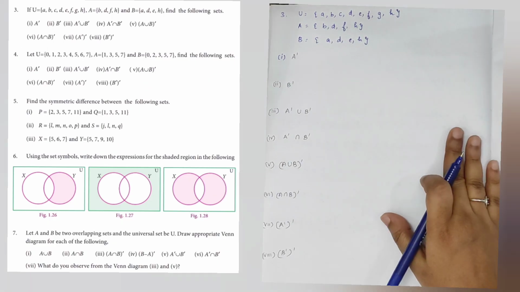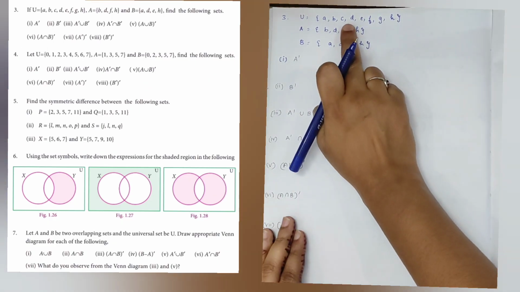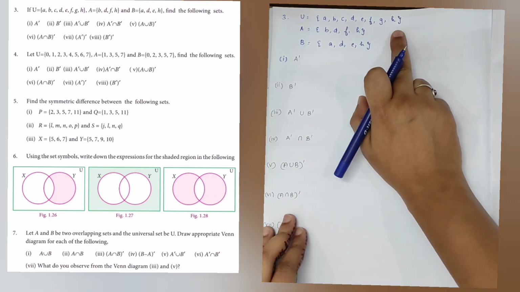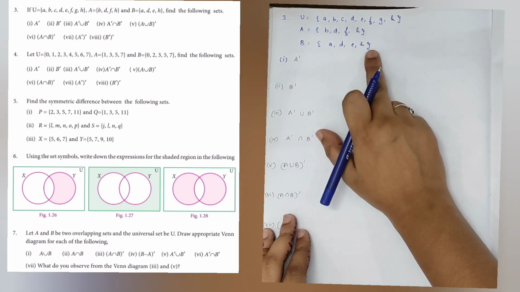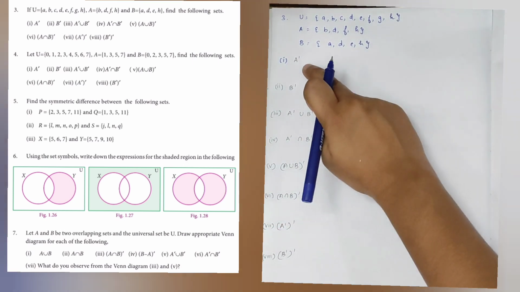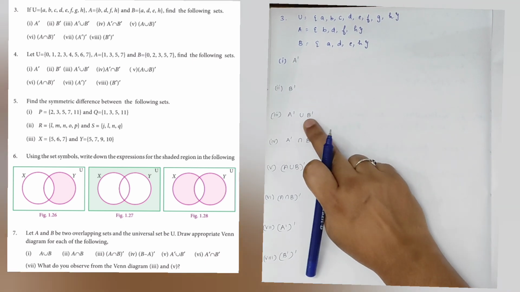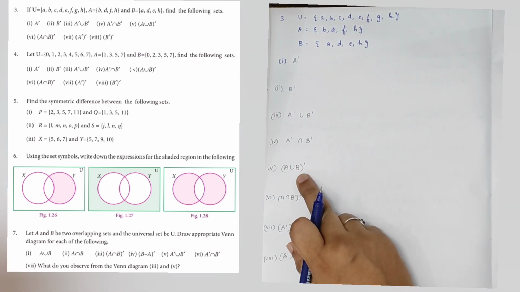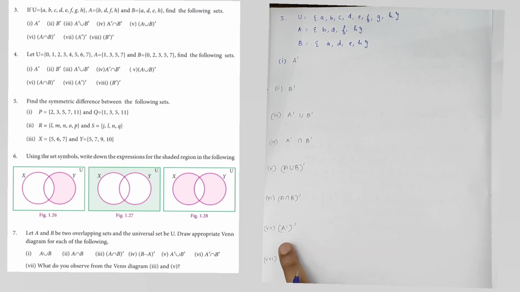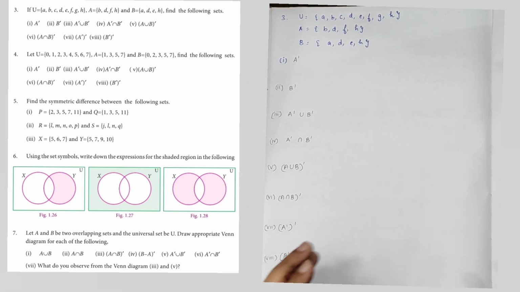Now look at the third question. If U is equal to A, B, C, D, E, F, G, H and A is equal to B, D, F, H and B is equal to A, D, E, H, you have to find the following sets: A complement, B complement, A complement union B complement, A complement intersection B complement, A union B the whole complement, A intersection B the whole complement, A complement the whole complement, B complement the whole complement. Okay, so let's do it one by one.